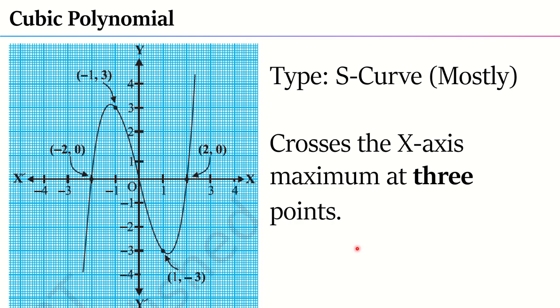So then moving to the third variety, that is a cubic polynomial, where the degree of the polynomial is 3, ax cube. Okay, these types of curves are typically called S-curves. So it can maximum cross the x-axis at 3 points. In this image, you can see here, then at the origin, and again here. So 3 points it crosses the x-axis.